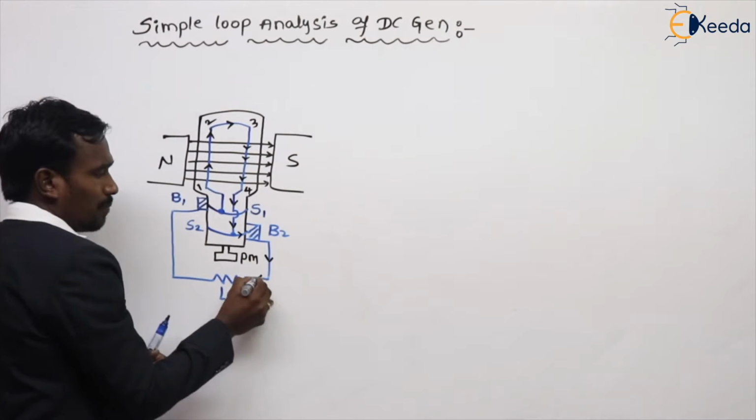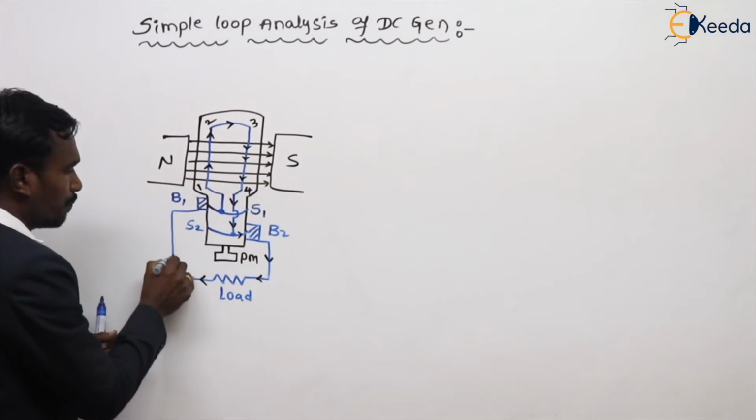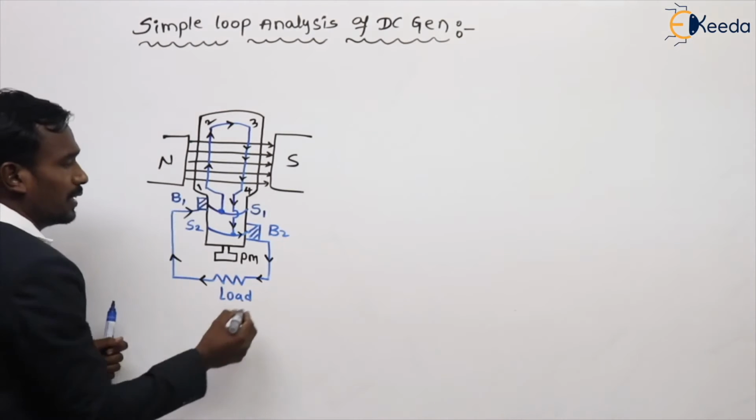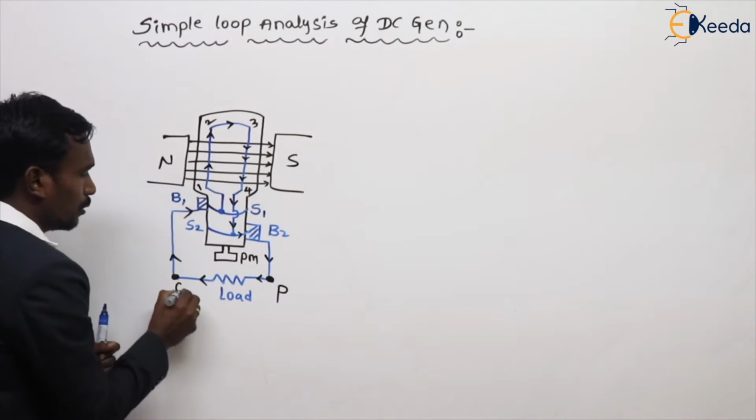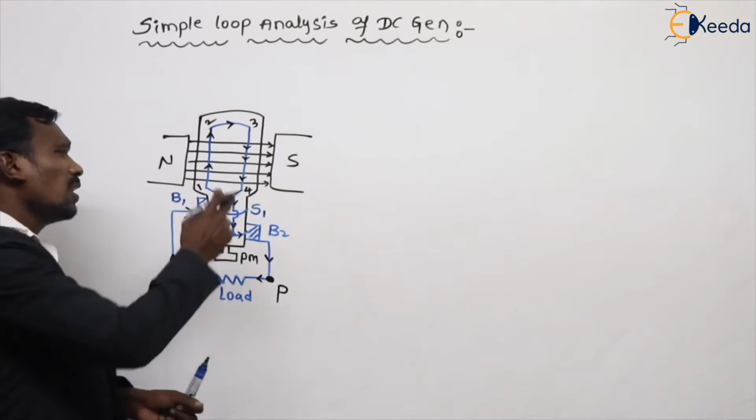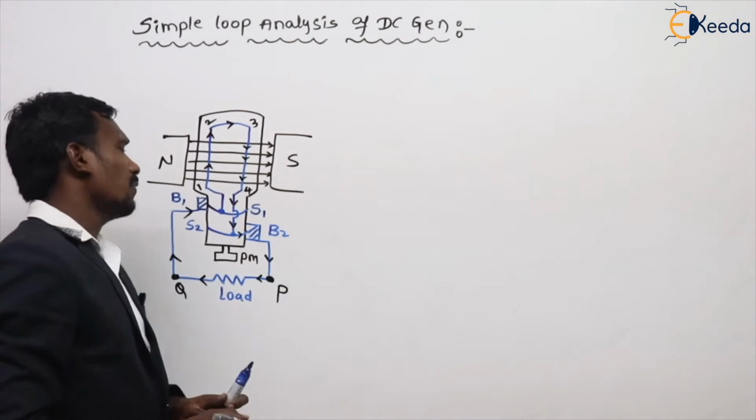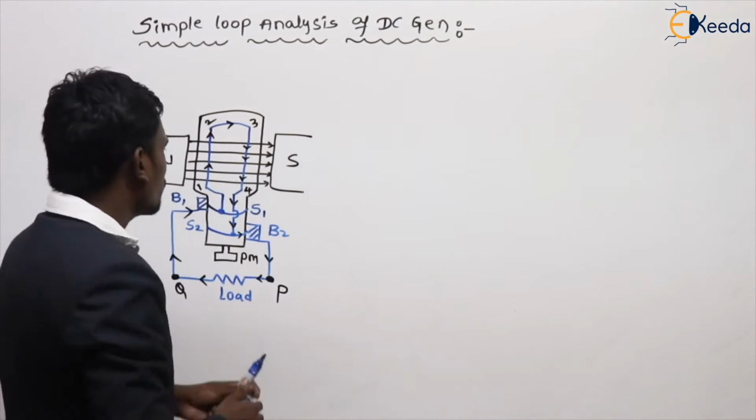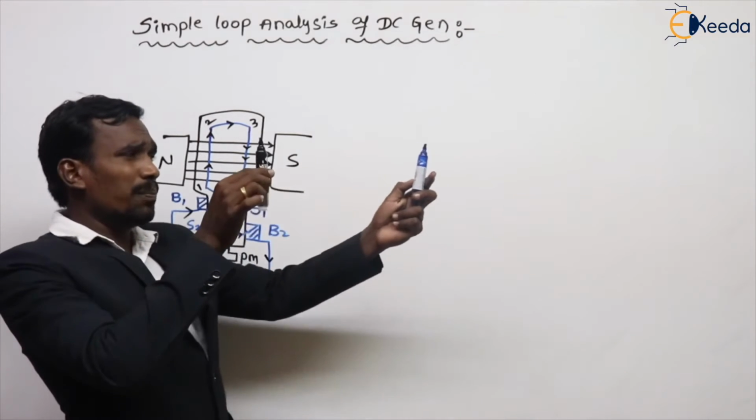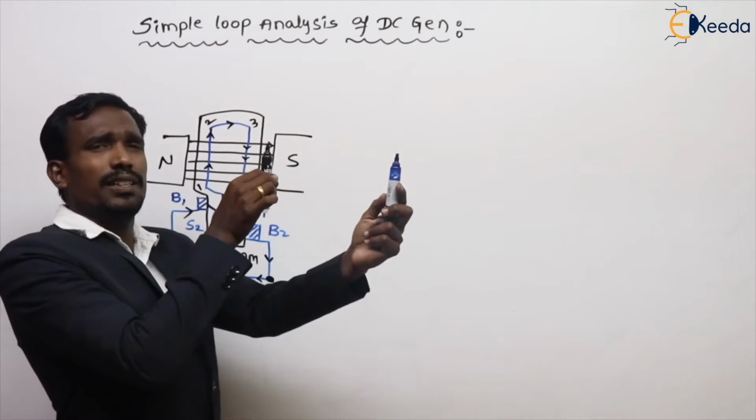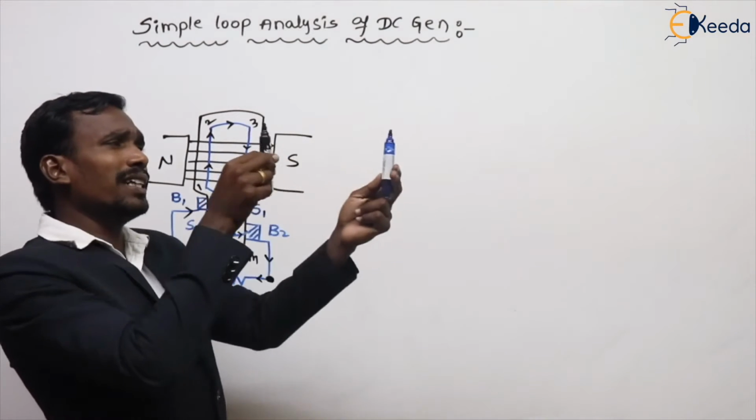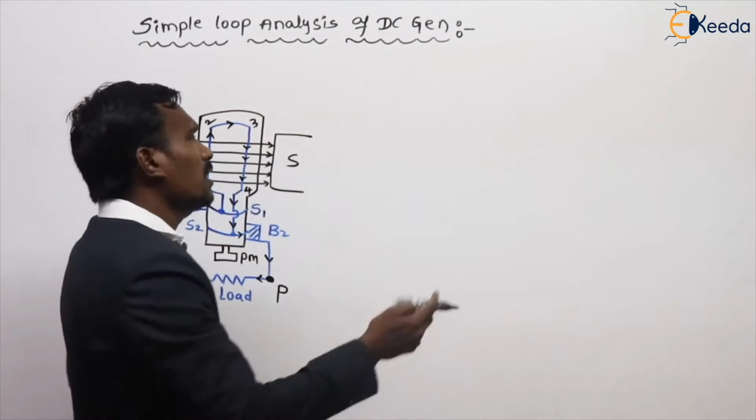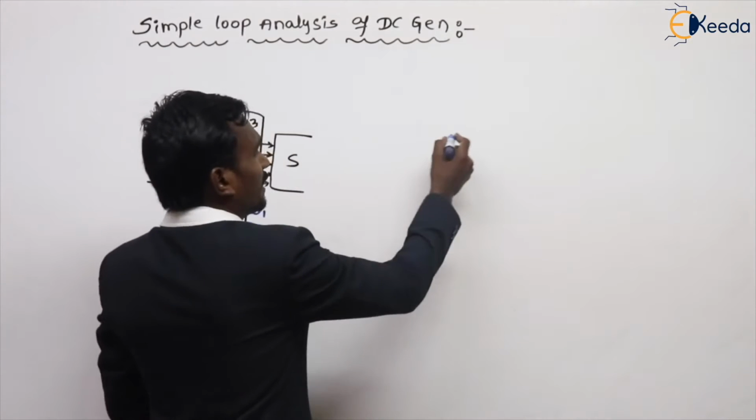See here, my flow of EMF or current. For example, these are the terminals P and Q, the load terminals. So this is generally the flow of current. This is for the first half of the cycle, nothing but up to this, in this condition. After 180 degrees, the conductors rotate like this. So let's go for that, after 180 degrees.